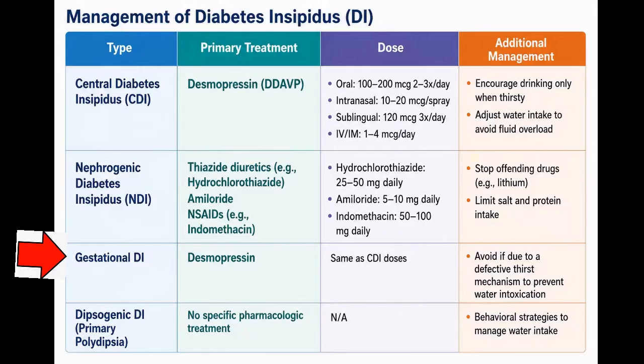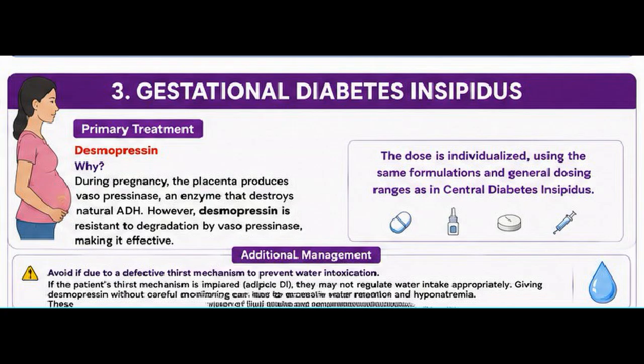3. Gestational diabetes insipidus. Primary treatment: desmopressin. Why? During pregnancy, the placenta produces vasopressinase. This enzyme destroys natural ADH. However, desmopressin is resistant to degradation by vasopressinase, making it effective. The dose is individualized, using the same formulations and general dosing ranges as in central diabetes insipidus.